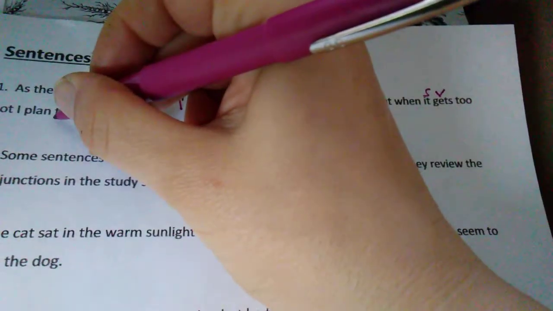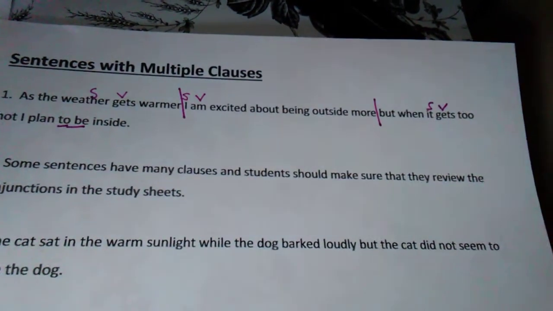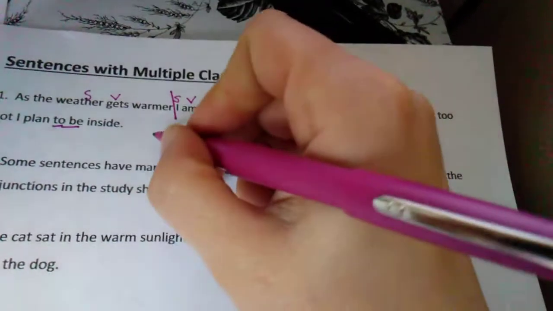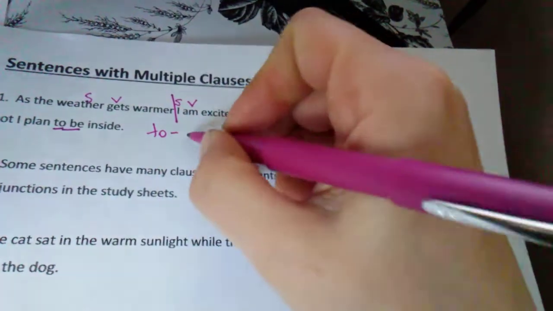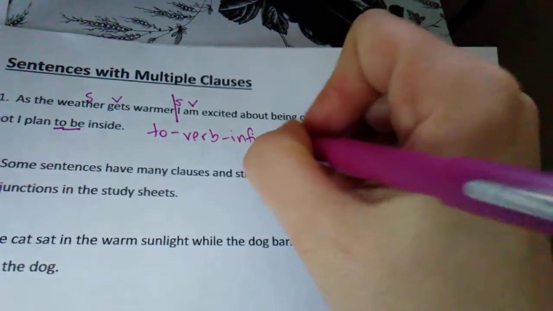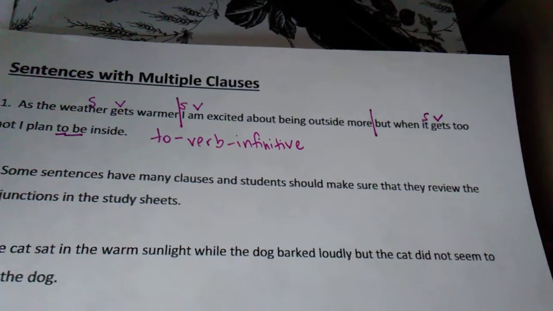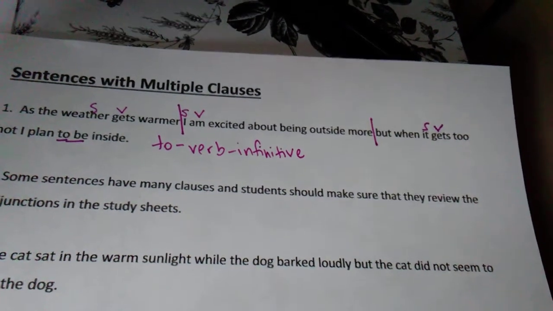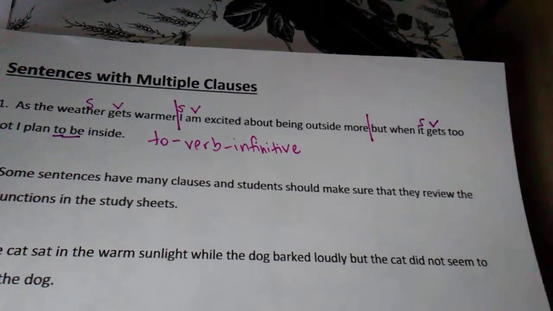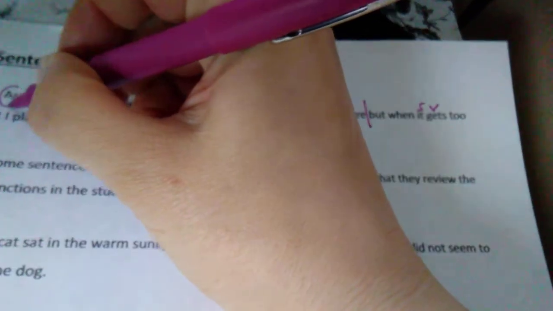And we do need to talk about this. So to be, if you look at your list of verbs, be is actually a verb. But anytime you have to and then a verb together, it is something called an infinitive. And that means that it takes a verb and changes it to something else. So if you see that, don't label it as a verb, because that will mess up how many clauses you have. Okay, then let's look for our subordinating conjunctions.